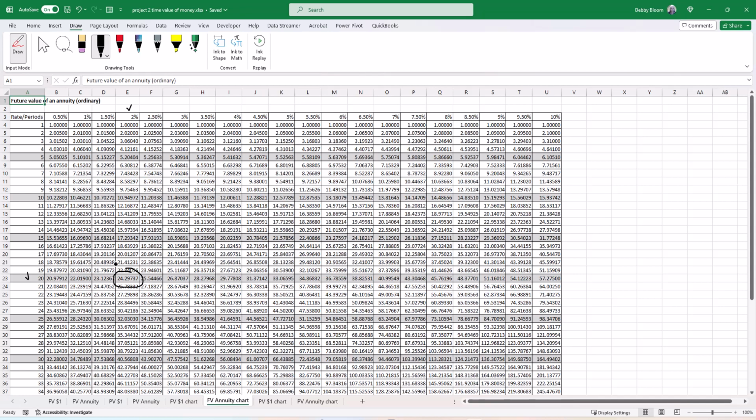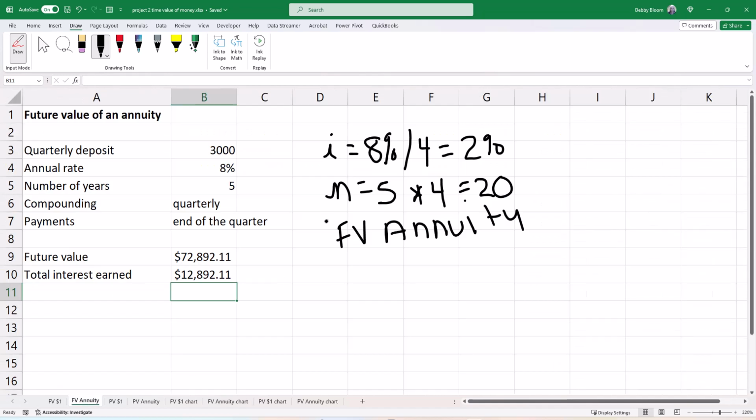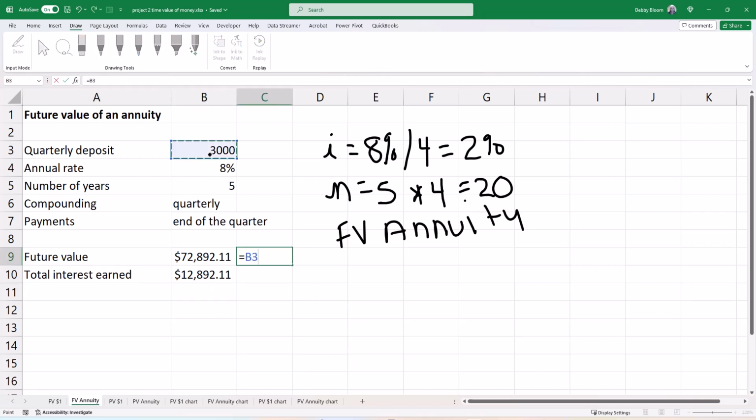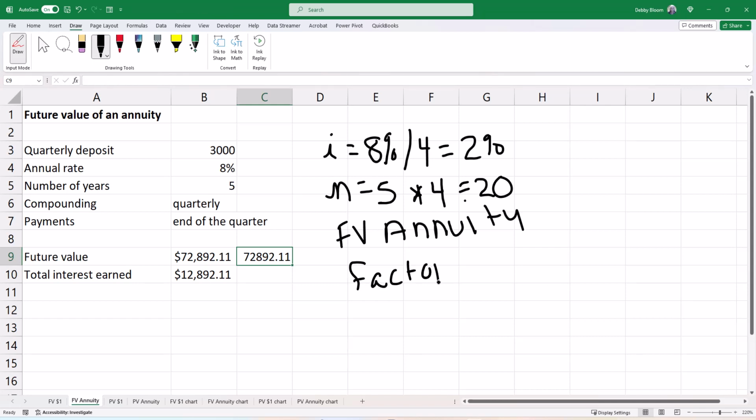So I'm going to go back to my future value of an annuity tab. And if I want to use the interest charts rather than Excel, I would just take the amount of the quarterly deposit and multiply it by my factor from the chart, 24.29737. And notice how I actually at this point get exactly the same answer. In fact, I'll write it down here. Factor from the chart, 24.29737.